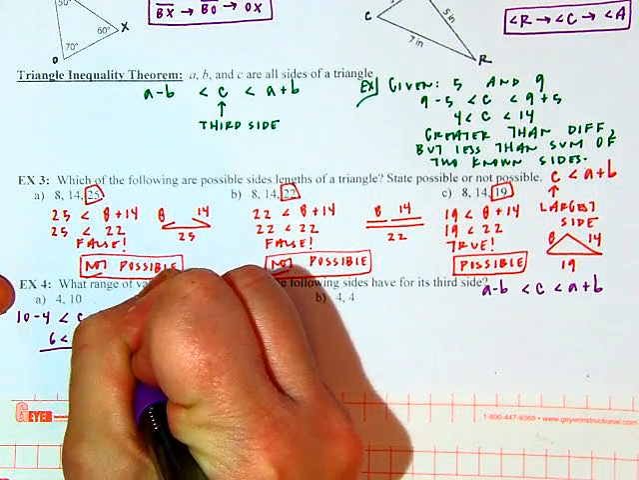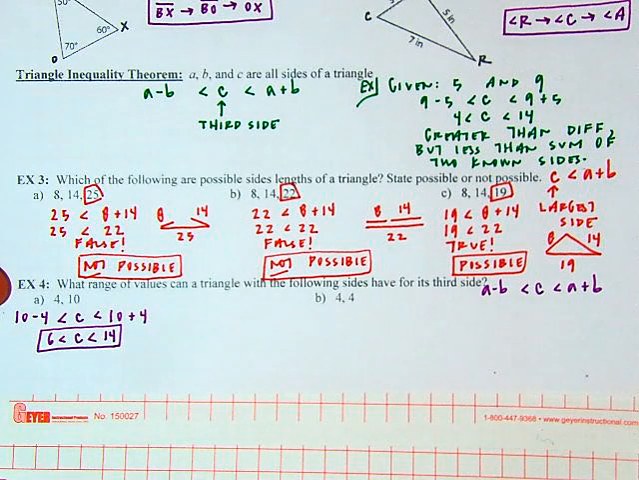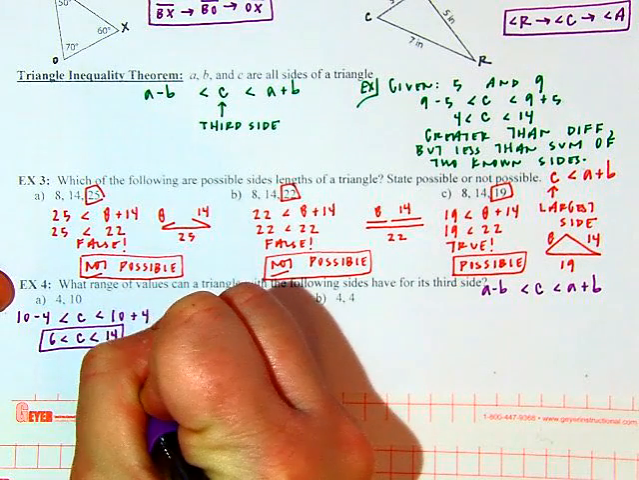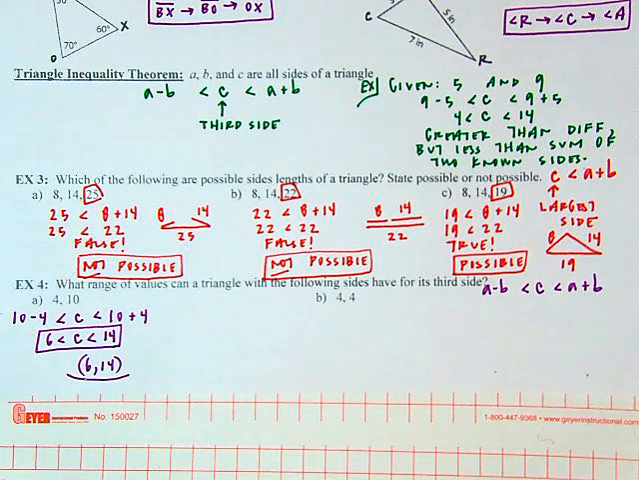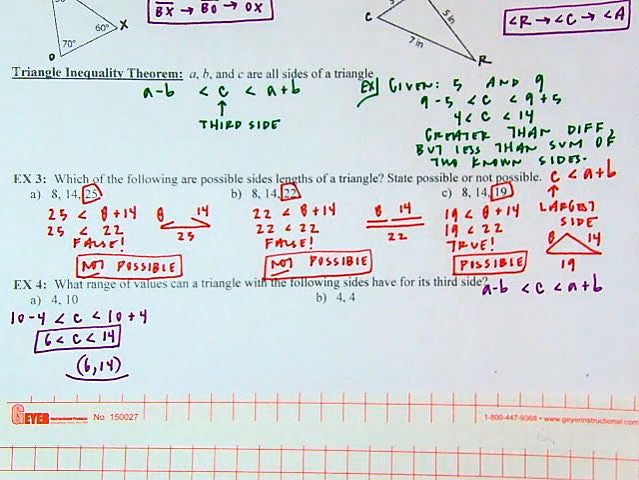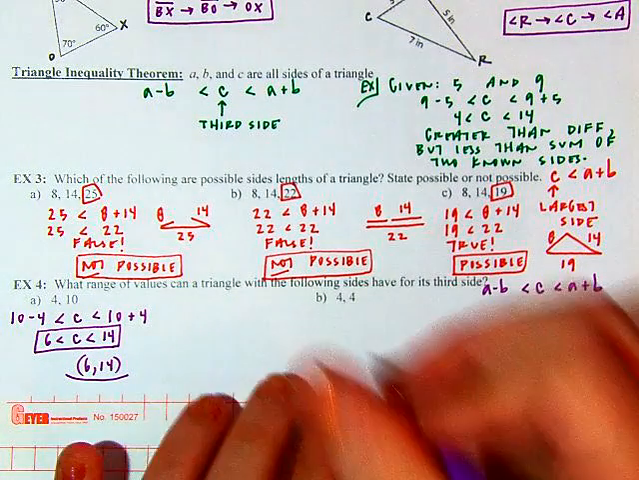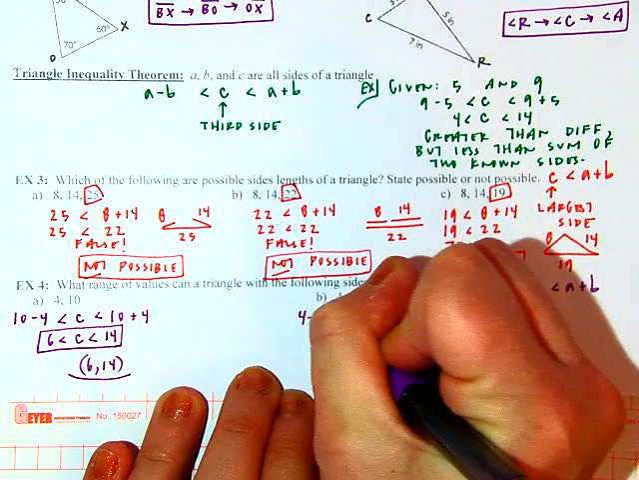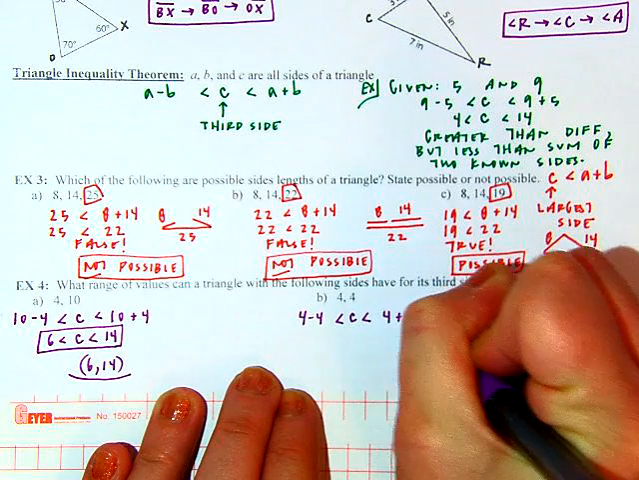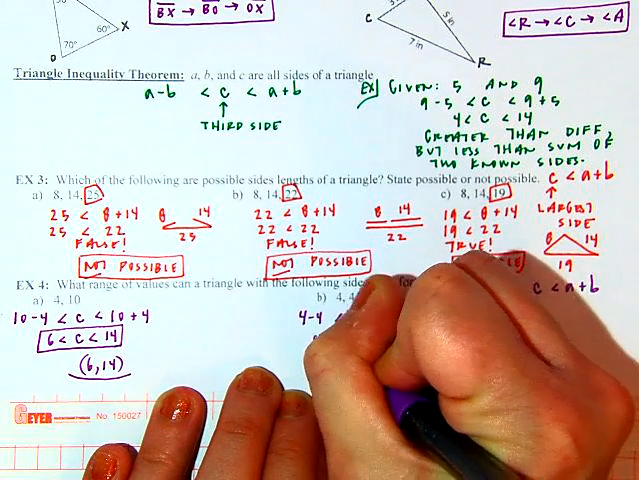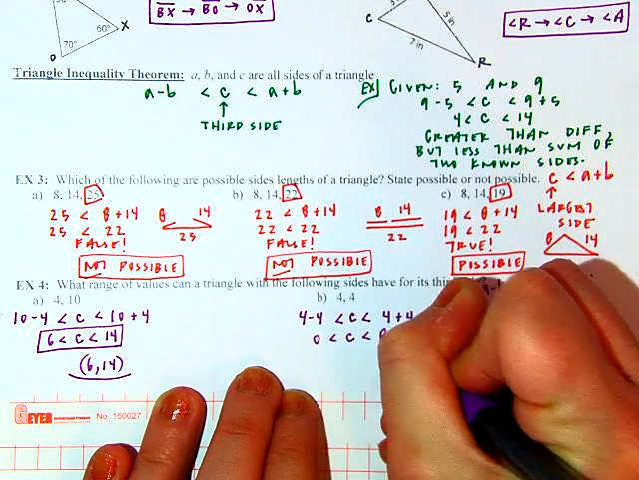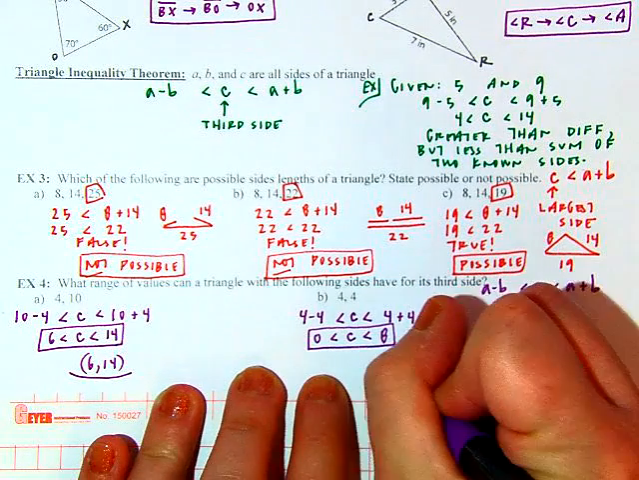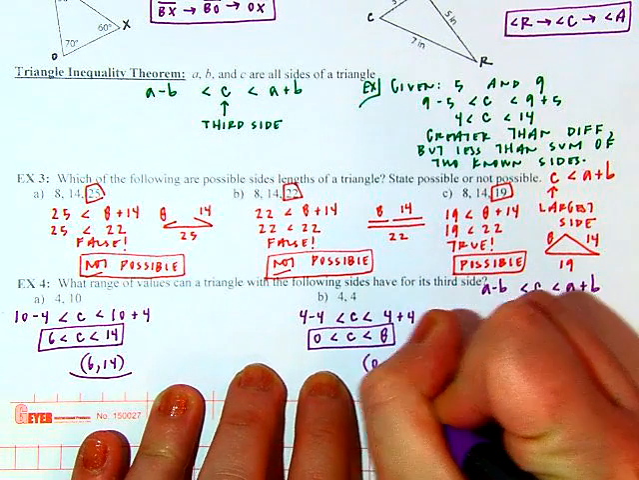So if you write it in inequality notation, great, that's what it looks like. Some of you may want to write interval notation, and that would be 6 to 14 in parentheses. That would be fine also. Okay, if I tell you that two sides are 4, C has to be greater than the difference, but less than the sum. So C has to be more than 0, but less than 8. Okay, or 0 to 8, just like that.